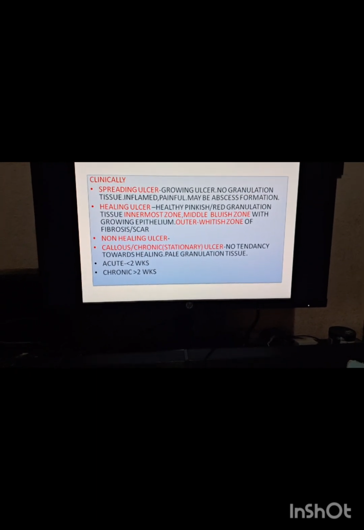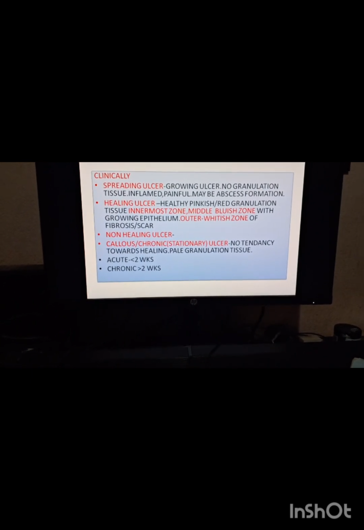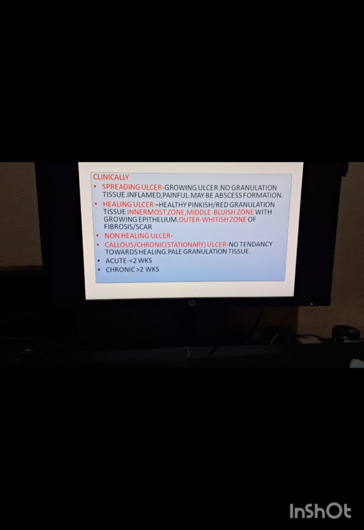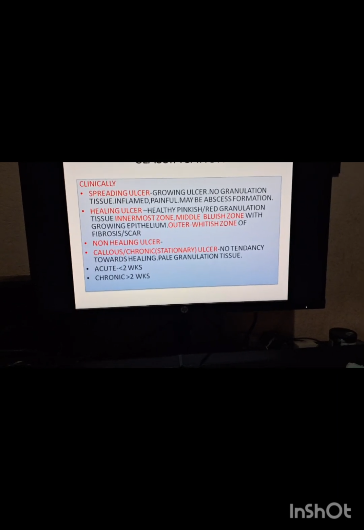And there is a non-healing ulcer. The ulcer is not healing. Callus or chronic stationary ulcer has no tendency towards healing. It contains pale granulation tissue. Healing ulcer contains pinkish red healthy granulation tissue, but callus or chronic ulcer contains pale granulation tissue, and there is no tendency towards healing. Depending on duration, the ulcer may be acute, less than 2 weeks, or chronic, lasting more than 2 weeks.